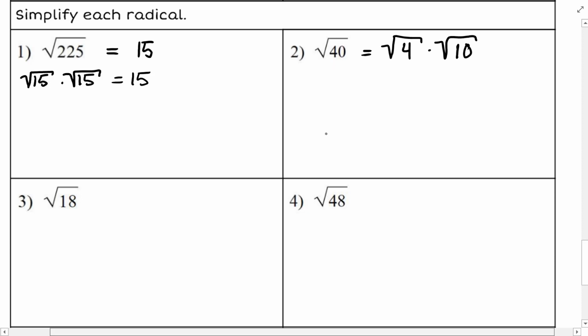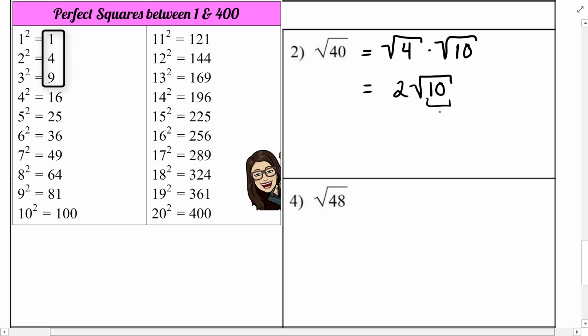Now, after we have rewritten so that our perfect square is in the first radical, I usually like to keep it in that order just for organization's sake. So now the square root of 4 I know is 2, and the square root of 10 I don't know, and so I leave it as the square root of 10. And are there any perfect square factors that go into 10? No. So then you know you have simplified it as far as you can.